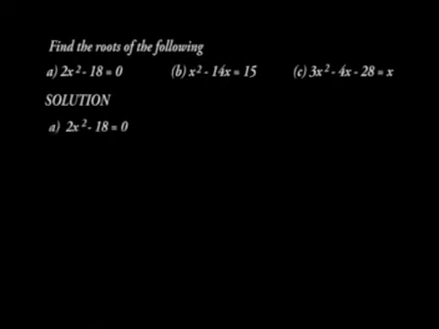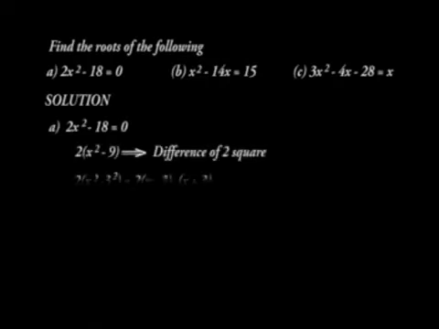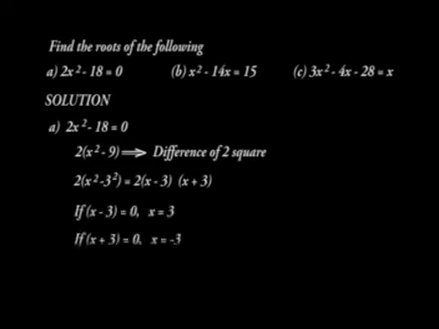We factorize and have 2 into (x squared minus 9), and this is a difference of two squares, so we shall have 2 into (x squared minus 3 squared), giving us 2 into (x minus 3)(x plus 3). If x minus 3 is 0, x is 3. If x plus 3 is 0, x is minus 3. The roots are therefore minus 3 and 3.